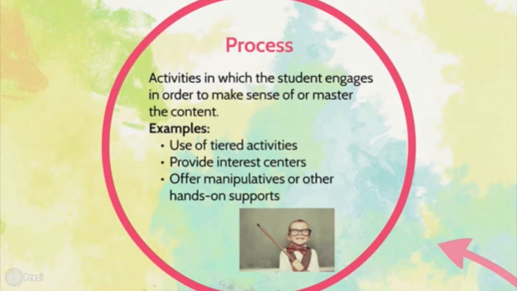The second element in differentiating instruction is process. Process is defined as activities in which the student engages in order to make sense of or master the content. Examples of differentiating process are the use of tiered activities through which all learners work with the same important understandings and skills but proceed with different levels of support, challenge, or complexity. Providing interest centers that encourage students to explore subsets of the class topic of particular interest to them, and offering manipulatives or other hands-on supports for students who need them.